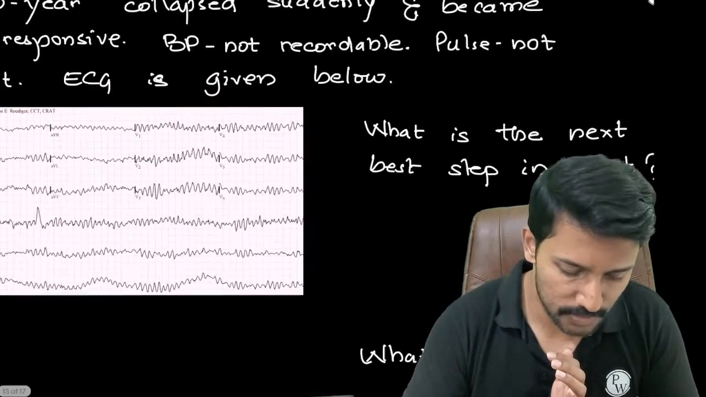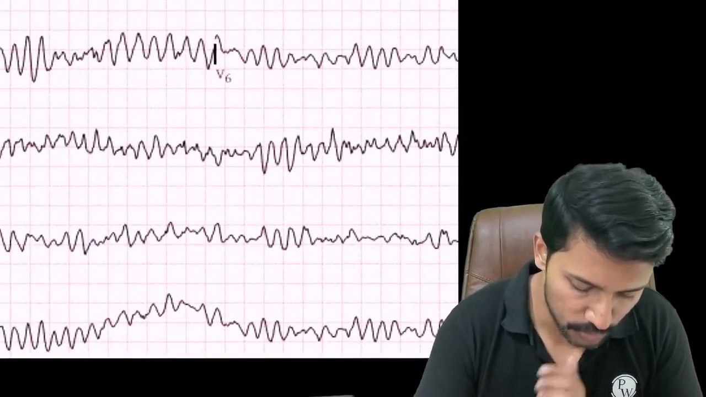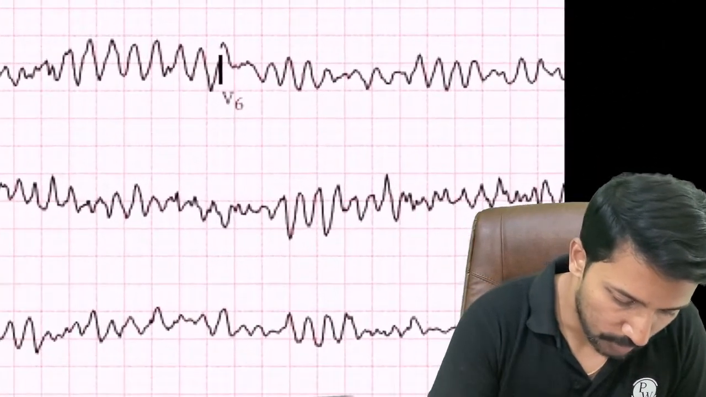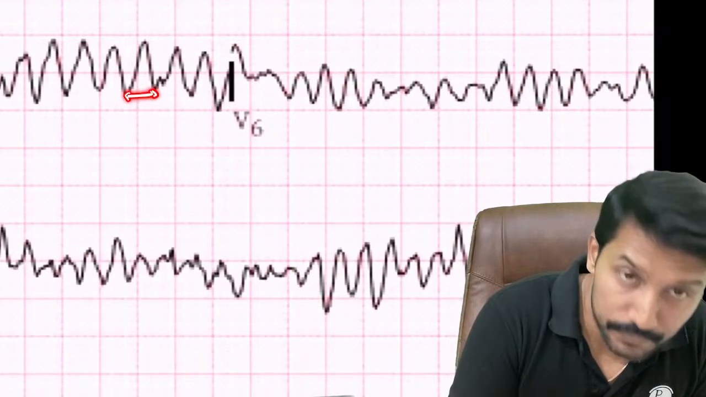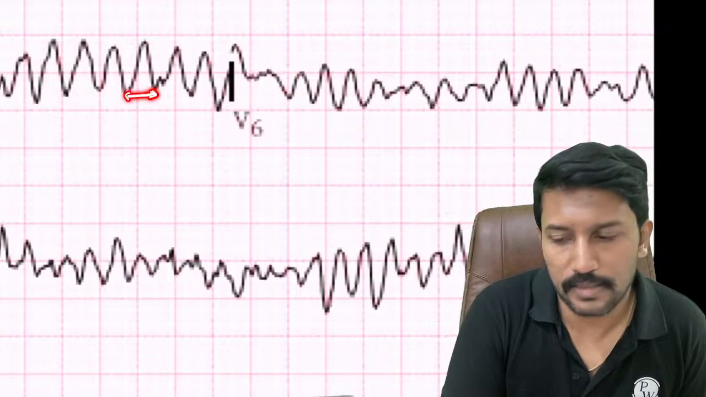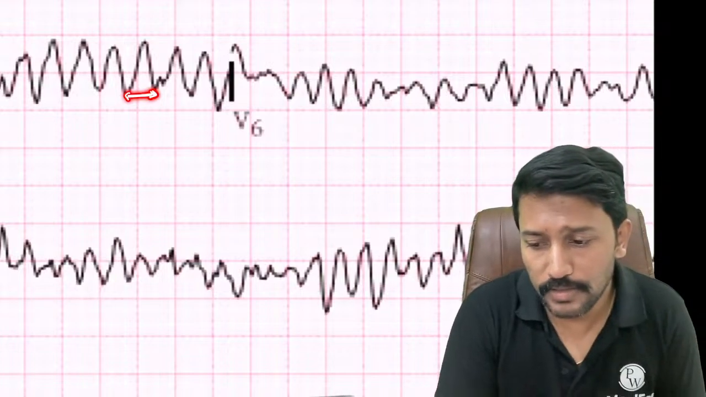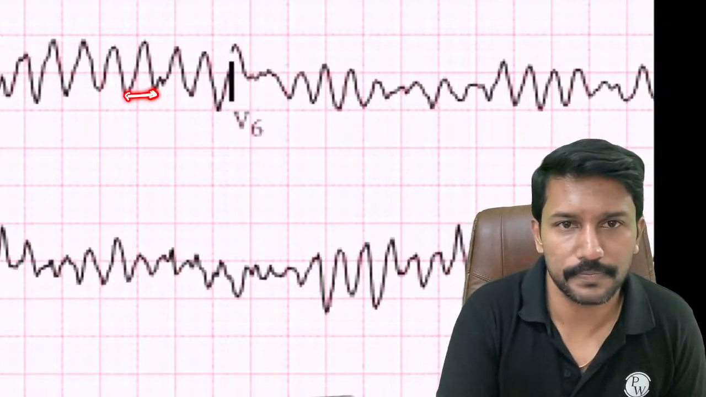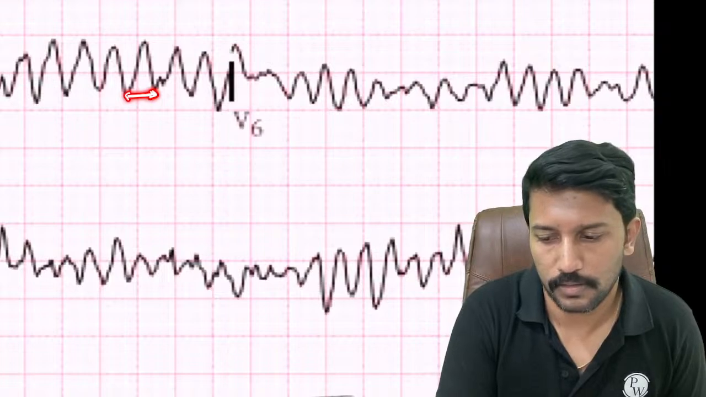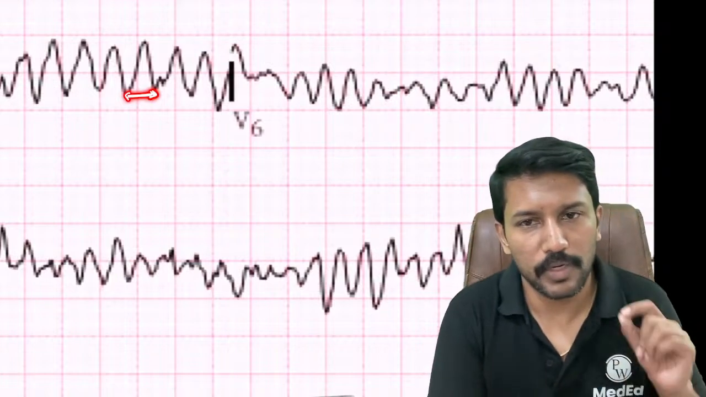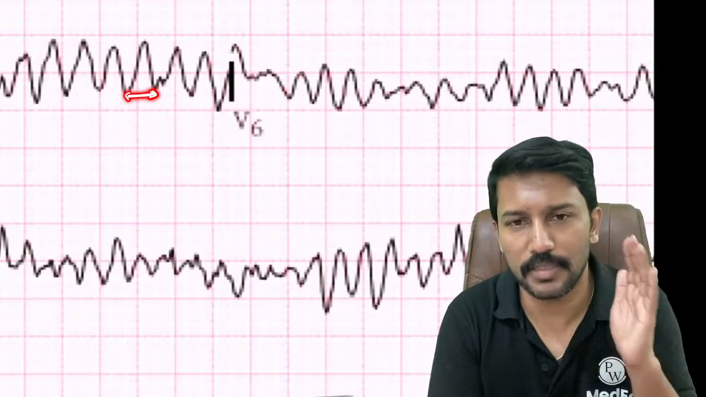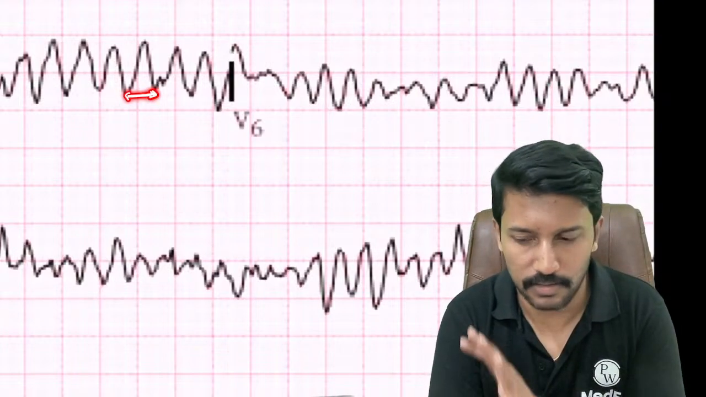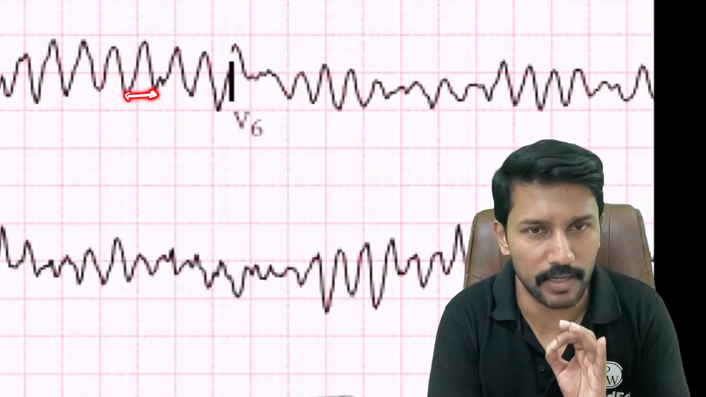Now look at this patient's ECG and tell me whether the QRS duration is normal or increased. Let me draw your attention, this is the QRS duration. Does it look normal or increased? What is the normal QRS duration? Normal QRS duration is less than 120 milliseconds. On an average, it is 80 to 110 milliseconds. In all cases, it is less than 110 milliseconds.